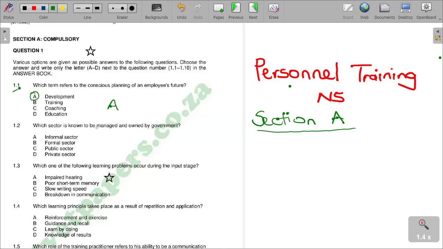Which sector is known to be managed and owned by the state? The state owns what you call public sectors. Those are what you call public corporations. Right. So let's move on to 1.3.